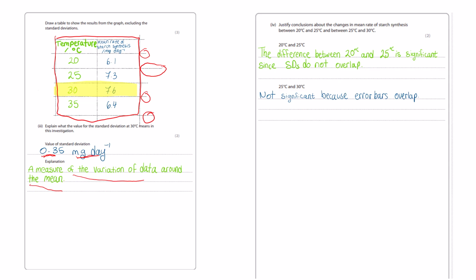However, between 25 and 30, it's not significant because the error bars do overlap, okay? So that means that in the range of values of both temperatures, there is a value that is the same.